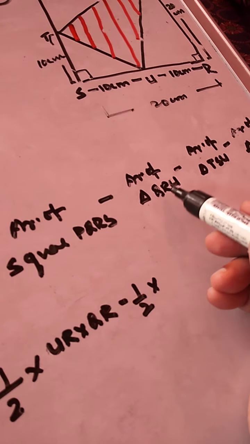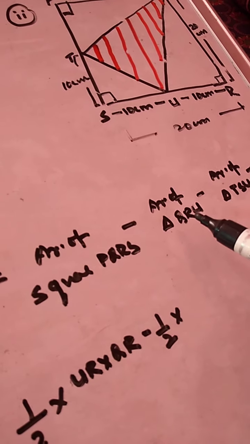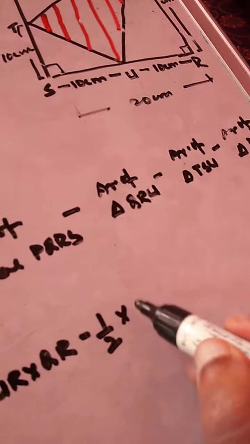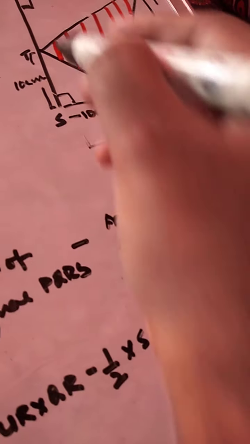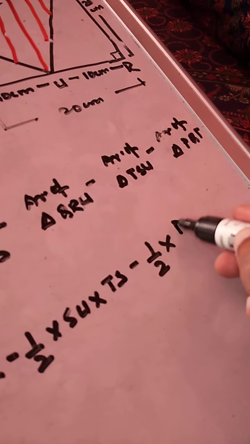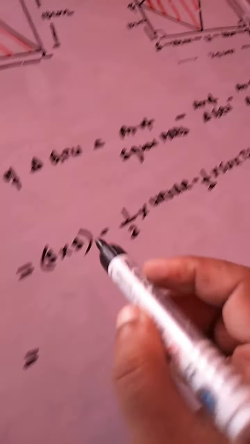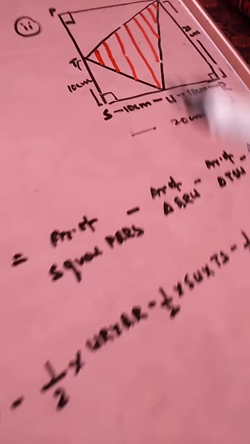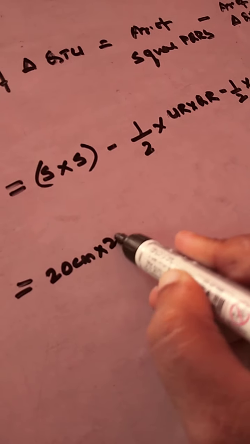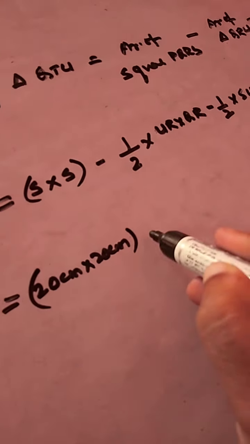Again, for triangle TSU, the base will be considered as SU, and the height will be considered as TS. Now for this, we'll consider the base as PT and the height as PQ. Okay, let's put the values. Now what is the side? The measurement of each side of the square is 20 centimeters. So 20 centimeter into 20 centimeter. So this is all about the square.